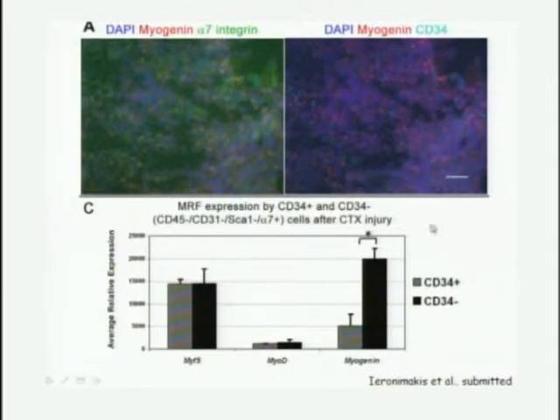We can then go on and confirm this by sorting out these cells by flow cytometry, collecting the RNA, and performing quantitative RT-PCR for transcription factors specific for muscle regulatory factors. Myf5 and MyoD just tell us that the cells are committed to the myogenic lineage, versus myogenin, which tells that the cells are really becoming differentiated and fusing with muscle fibers. What we notice is that CD34 negative cells express much higher levels of myogenin than the CD34 positive cells, which tells us this is the majority population that's becoming differentiated and fusing with muscle and is contributing to muscle regeneration.